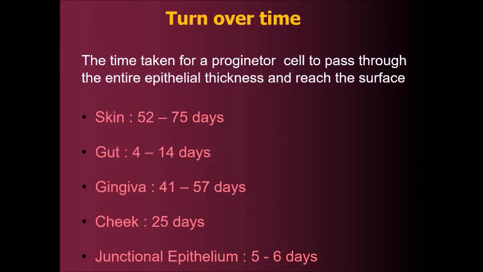The time taken for a progenitor cell to pass through the entire epithelial thickness and reach the surface differs in the human body. For example, for the skin, it takes 52 to 75 days to replace the epithelium. For the gut, 4 to 14 days, gingiva 41 to 57, cheeks 25 days, and junctional epithelium every 5 to 6 days. The whole thickness of the epithelium is replaced, which means that there will be shedding of the outer layer and it is replaced by the next layer.